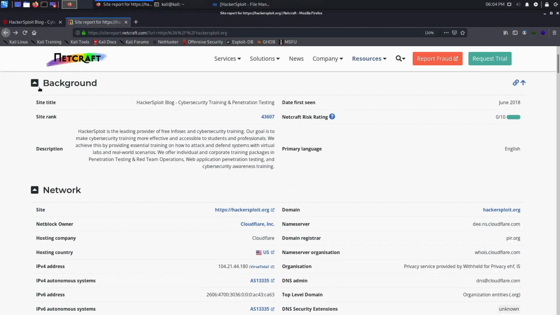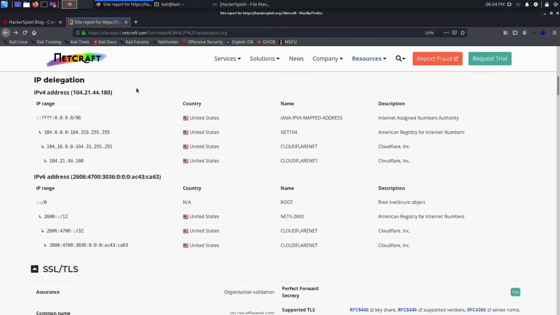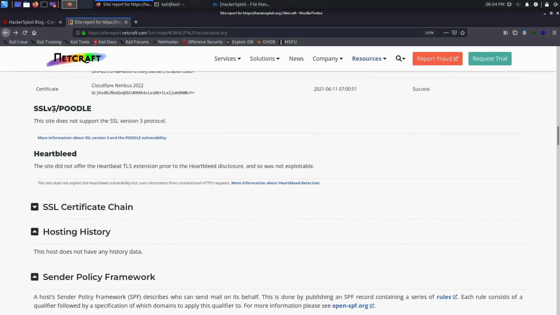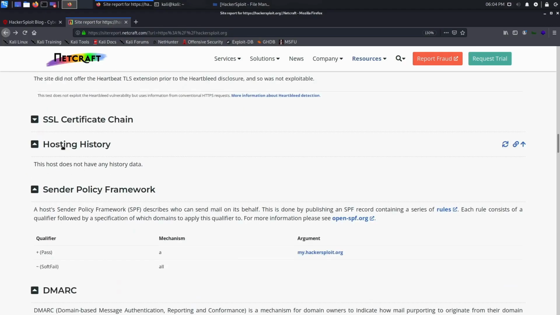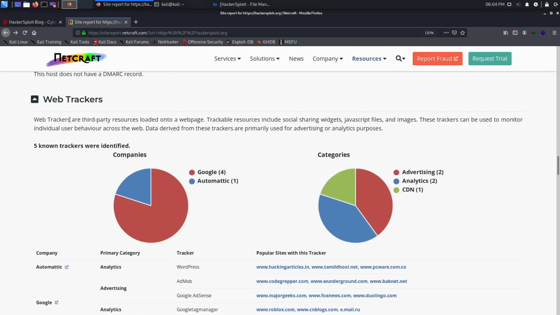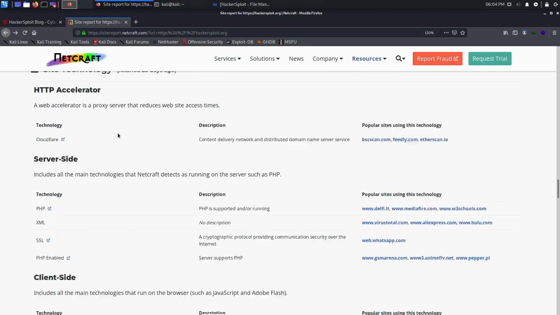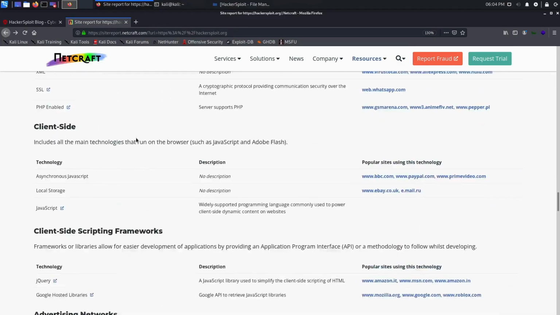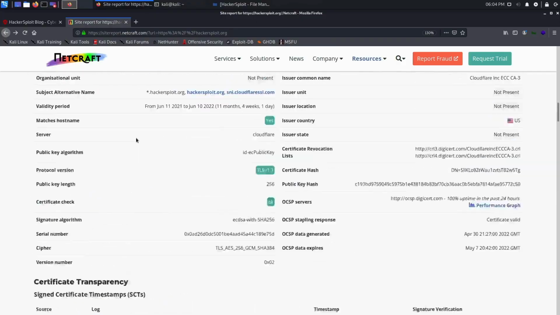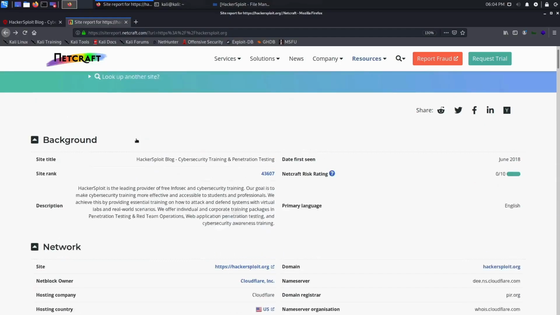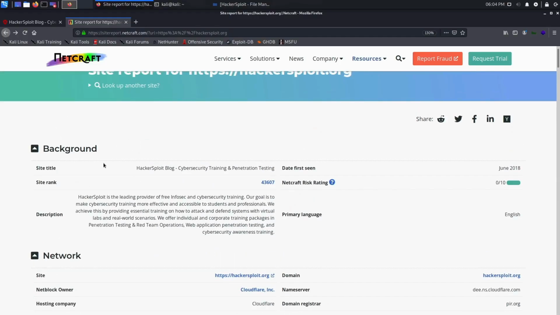It's going to sort it out into various categories. We have background, network, SSL/TLS, and then of course it'll perform a few vulnerability checks with regards to SSL and TLS. It'll provide you with hosting history. Let's see, we have web trackers, the site technology, which is very, very important. And yeah, that's pretty much it. As I said, the information that's important from the perspective of a penetration tester is going to be the network information, but we can take a look at the background first.